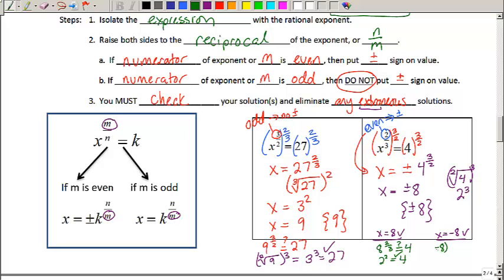Similarly, negative 8 to the 2/3, I put it in parentheses to remind you that the negative is part of the base. So that's a required, you have to put the parentheses there. The cube root of negative 8 is negative 2, and negative 2 squared is positive 4. So this does check out. Both of the solutions here do work.